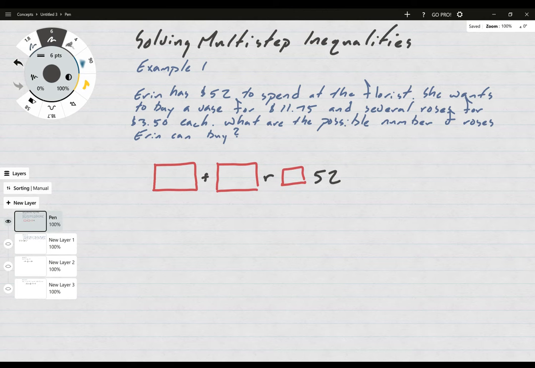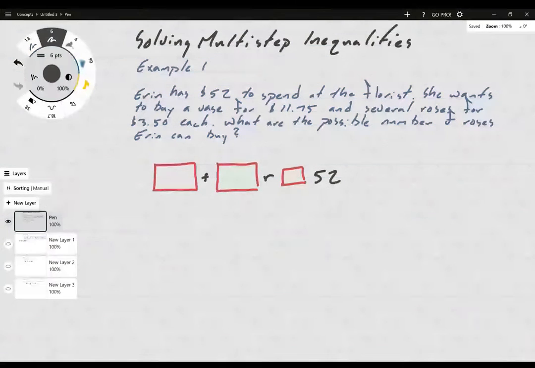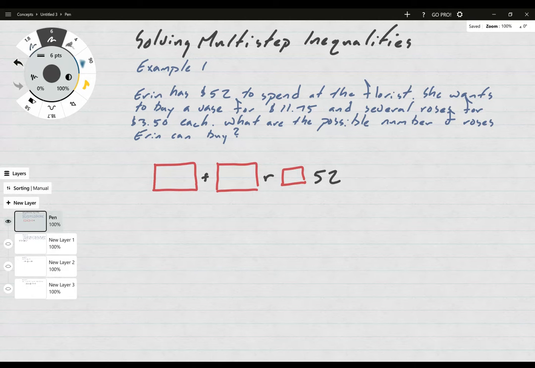Example 1. Erin has $52 to spend at the florist. She wants to buy a vase for $11.75 and several roses for $3.50 each. What are the possible number of roses Erin can buy?